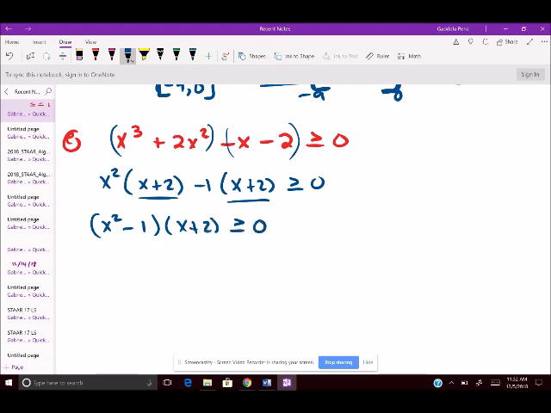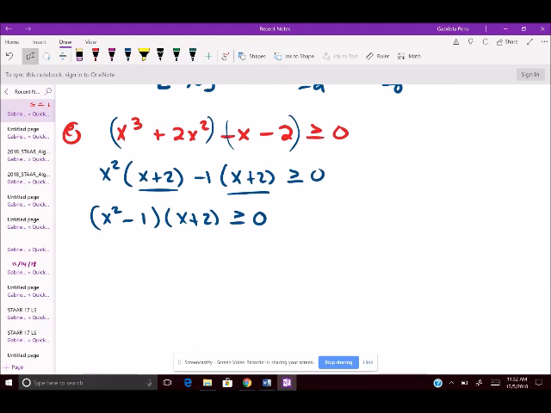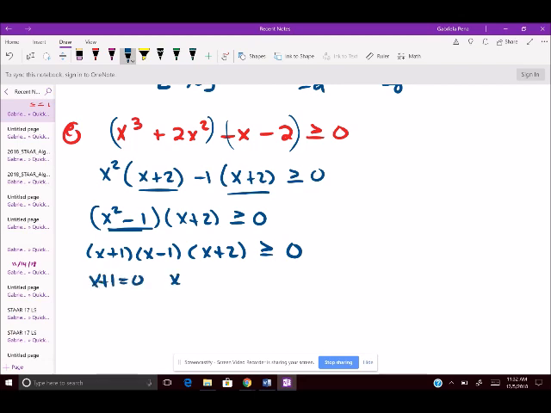But can you factor anything else anymore? This x squared minus 1 here becomes what? X plus 1 times x minus 1, because it is a difference of squares. So maybe that's going to be the same situation for you. And I think it will. So I have x plus 1 equals 0, x minus 1 equals 0, x plus 2 equals 0.